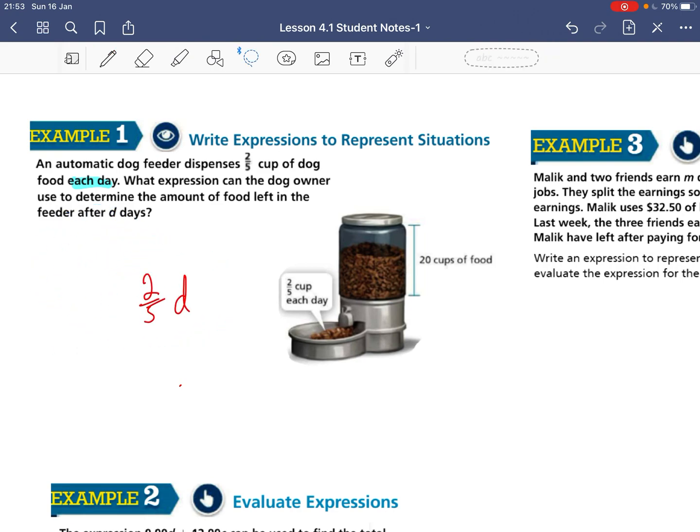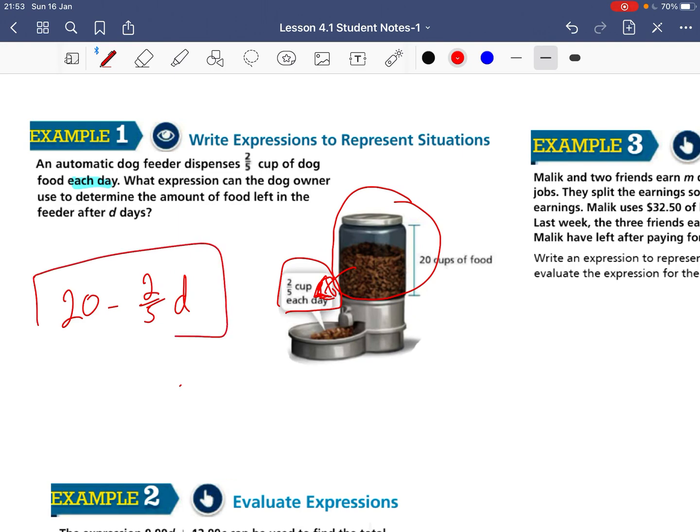Now, what expression can the dog owner use to determine the amount of food left in the feeder after D days? So this is being added or subtracted from the dispenser here. That is the question we want to ask ourselves. Is 2/5 being added to this, or is it being taken away? It's being taken away, right? It's being removed. So it would be 20 minus 2/5 D.